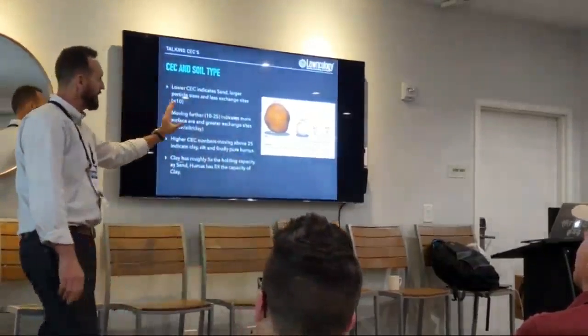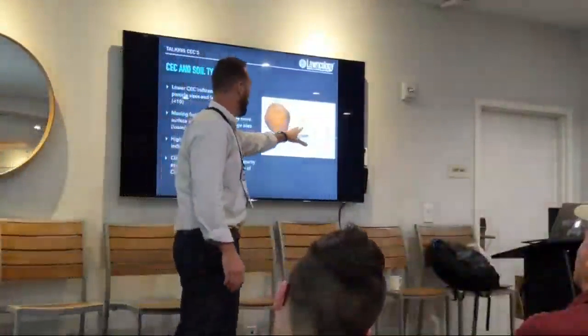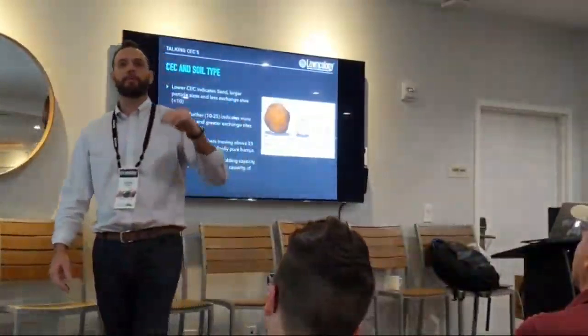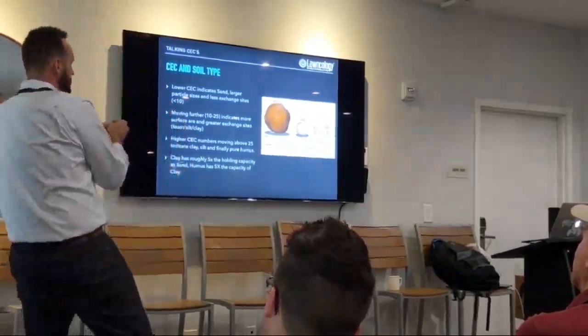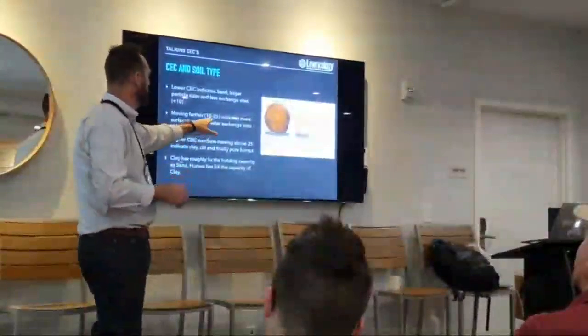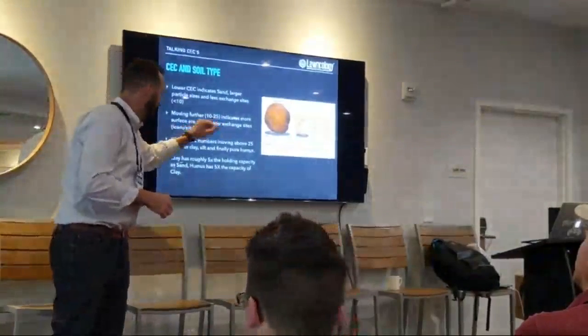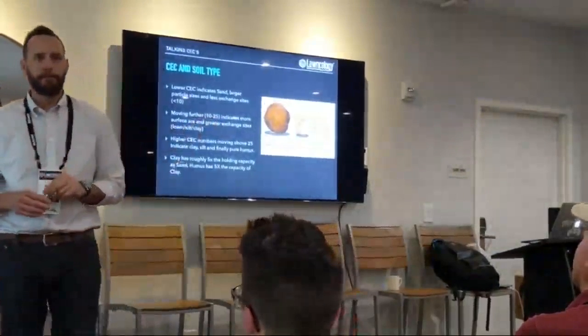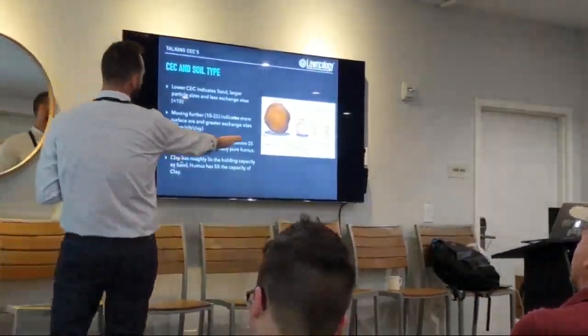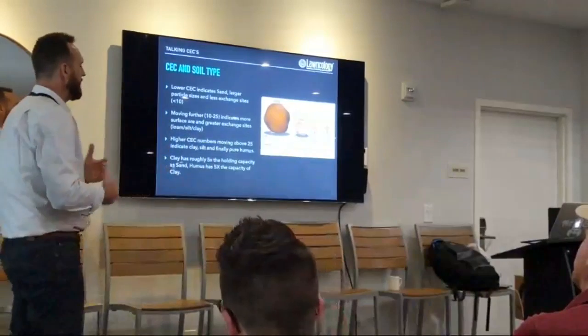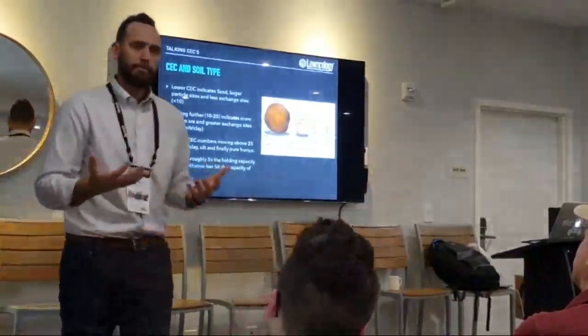Moving further, as we go down and we start adding more organic matter, we start seeing more silt, more finely eroded. The sand is broken down. It's getting into smaller and smaller particles. We are going to have a higher CEC. That number is going to creep up. Okay, that means that we have more surfaces, right? Higher CEC numbers moving above 25 indicate clay, less silt, or pure humus.